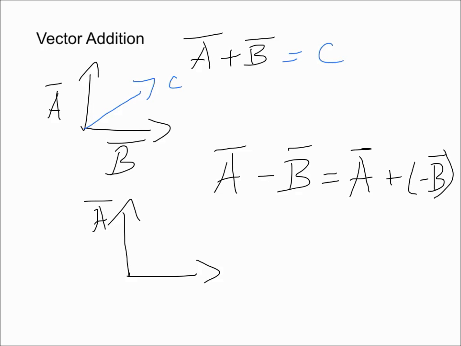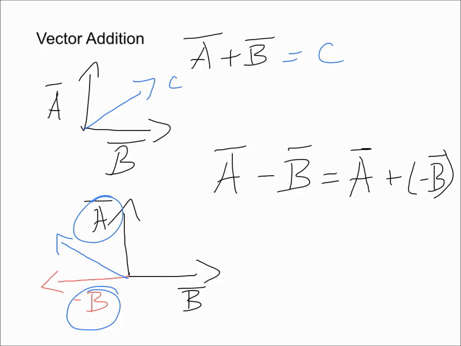This was A, this was B. But now we want minus B, which is going to go the opposite direction. So it's going to go like that. This is going to be our minus B. So our desired vector is going to be going this way. So we'll be adding A and minus B instead of A and B. And that is what this minus sign in here represents. And I'm going to call this vector D. So A minus B is not going to be C, it's going to be D.